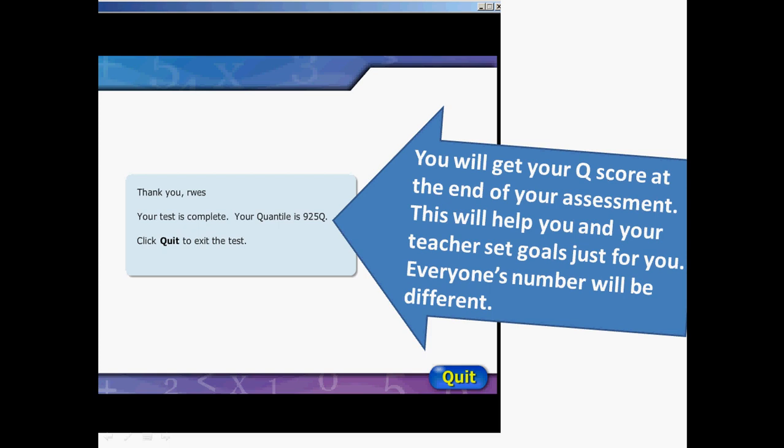When you are complete, you will get a Q score. Okay, it's the 925Q. That's what you are going to need to tell me. You'll tell me by writing it down in your planner and bringing it up to me. You are not to do anything else until you write down your Q score and bring it to me. Then I will allow you to go back to your desk, close out your screen, log off your computer, and work on the given assignment.